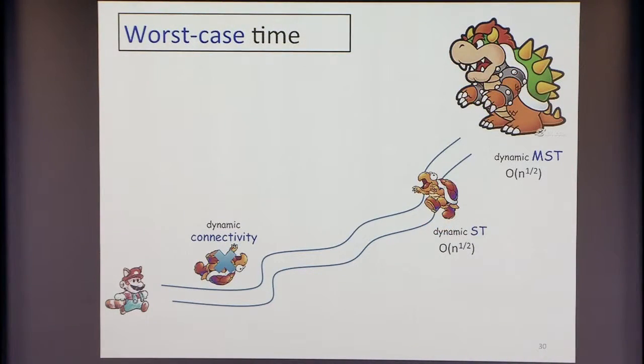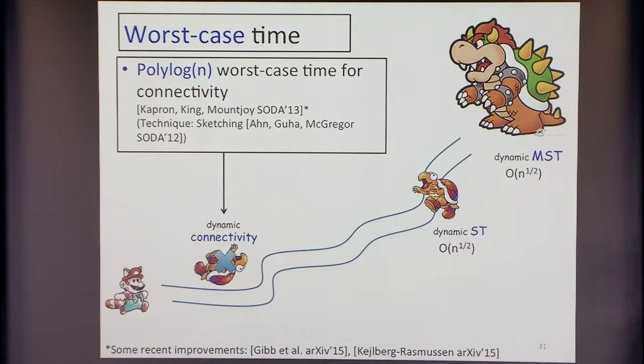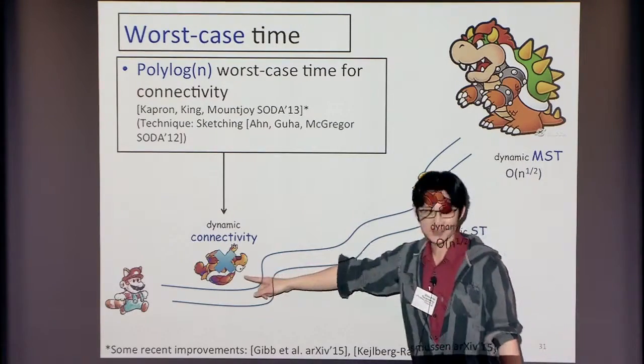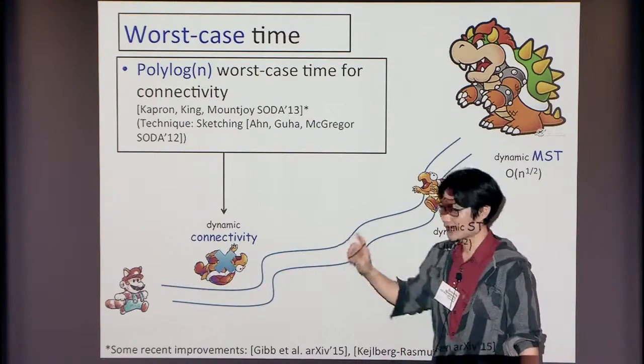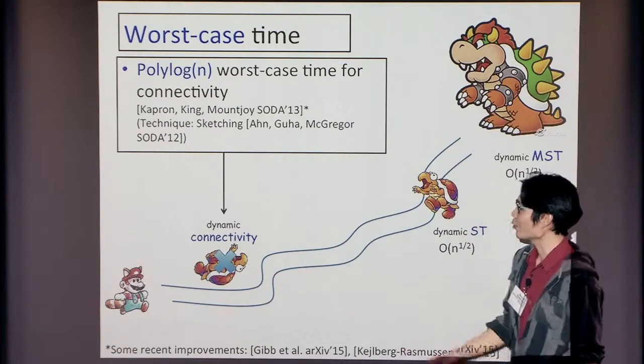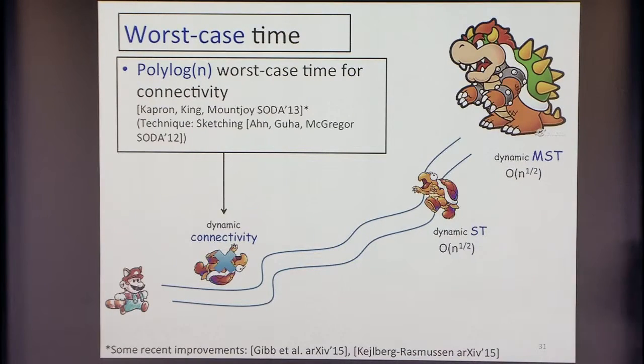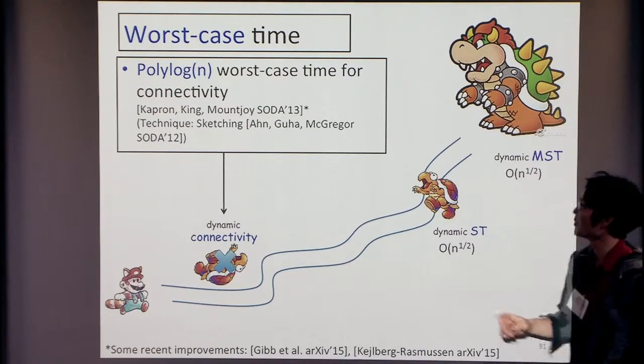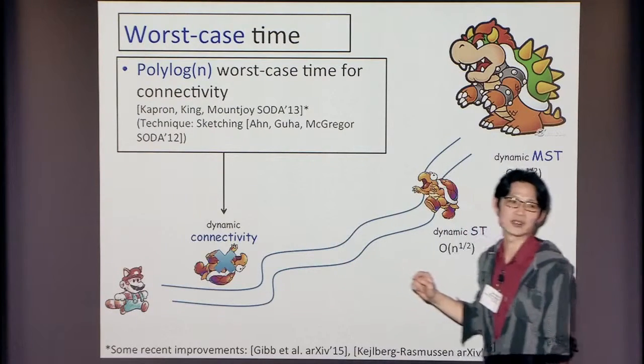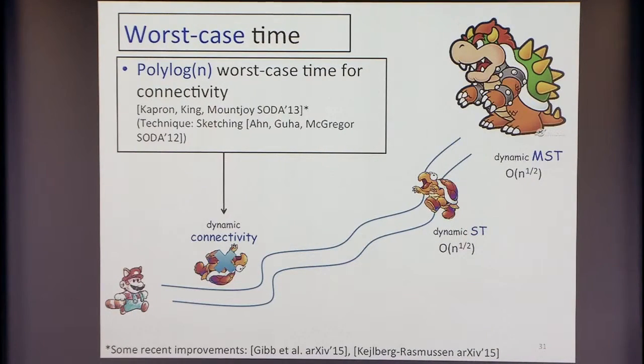How about worst case update time? The situation is quite different. One thing we know, which is pretty recent and pretty exciting, I think, is that the easiest guy, dynamic connectivity, again with worst case update time, is now done. You can do it in polylogarithmic time, worst case, for this problem. And this is due to Valerie King and her co-authors a few years ago. And the main techniques that are pretty nice, one of them is the sketching technique.